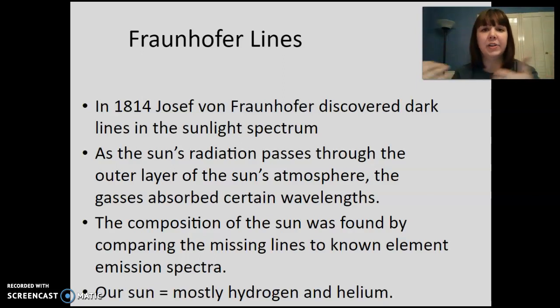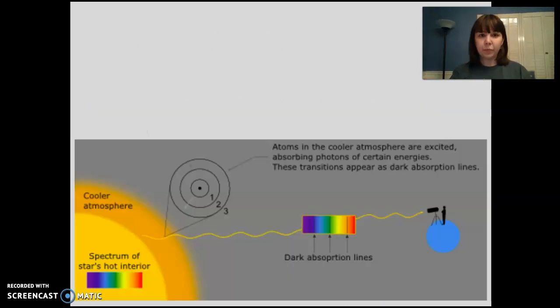Looking at the rate of reaction, looking at how much hydrogen versus how much helium, then we can get an idea of how long the sun has been doing thermonuclear fusion and how much longer it can do thermonuclear fusion before it comes to the end of its lifetime. And we're about halfway through the sun's lifetime. So we've got another 5-ish billion years to go. So don't worry about any crazy things happening.